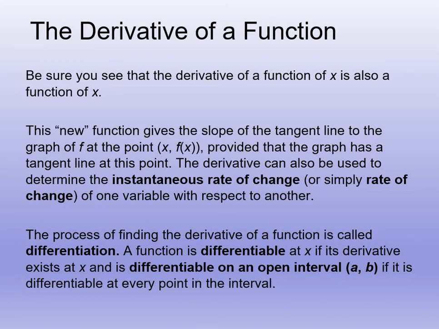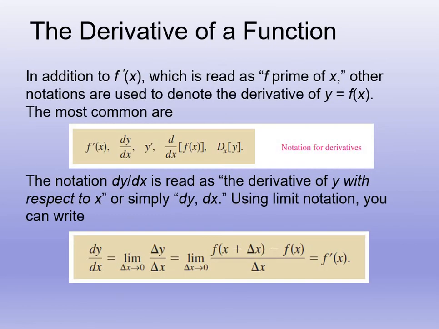Okay, a function is defined as being differentiable at x if the derivative exists, and differentiable on an open interval. Okay, so if we can take the derivative and it's differentiable on the open interval a to b, it's differentiable at every point in that interval. Okay, so the derivative helps us find the instantaneous rate of change, and the process of taking the derivative is called differentiation for us as we go through this.